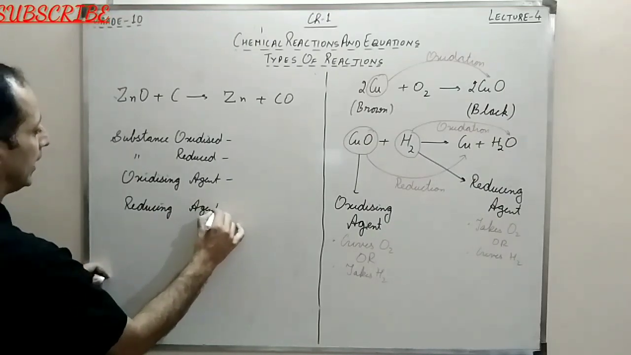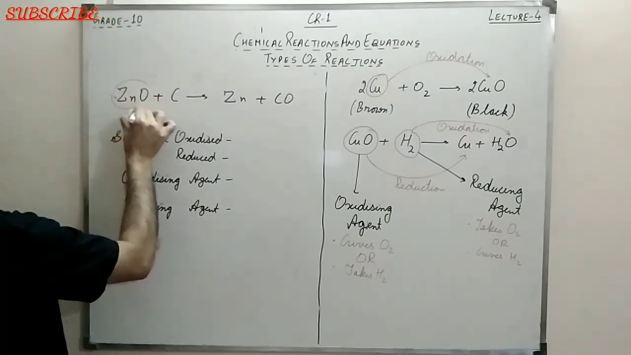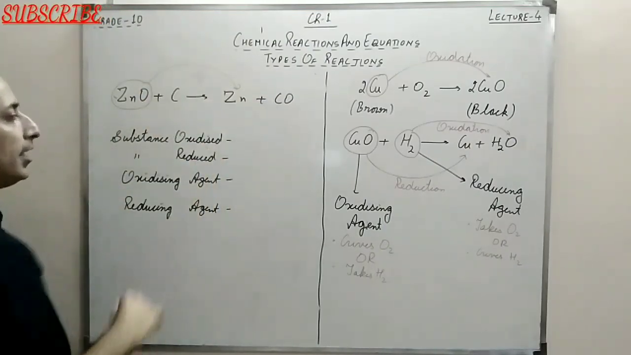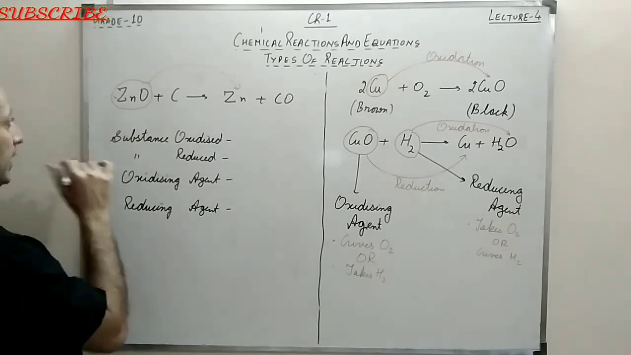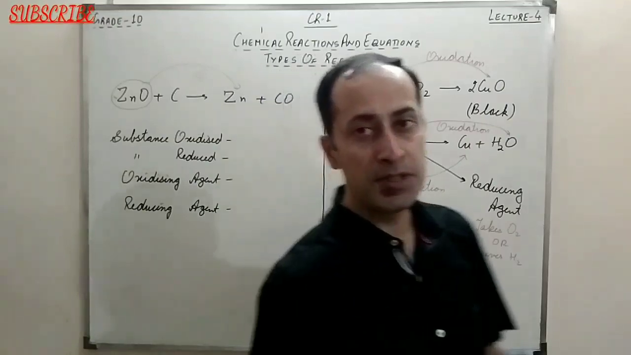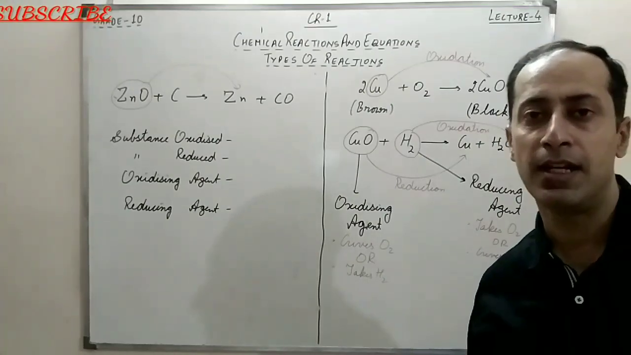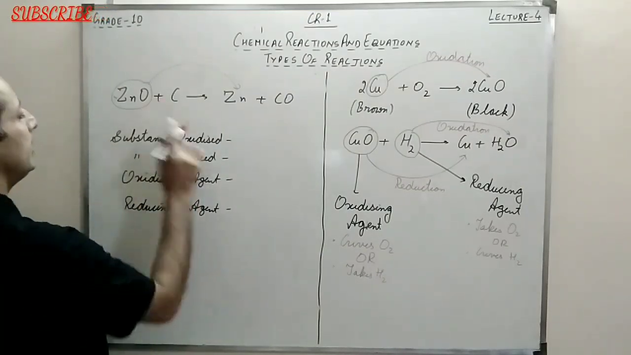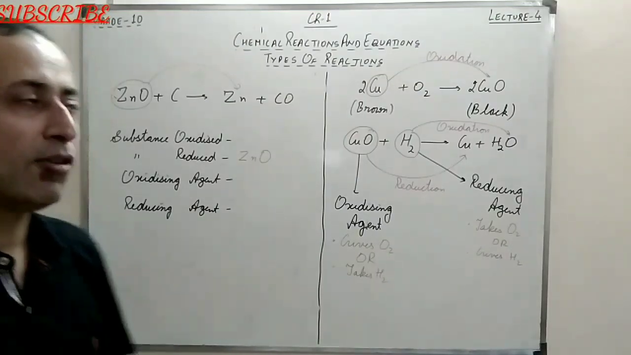Now look carefully in the reaction. You see here we have zinc oxide. This thing is having oxygen, but after the reaction there is no oxygen in zinc oxide. It is left without oxygen, that is zinc, right? So it means from the zinc oxide, oxygen is removed and it forms zinc. It means zinc oxide is reduced. So substance reduced is zinc oxide, right?